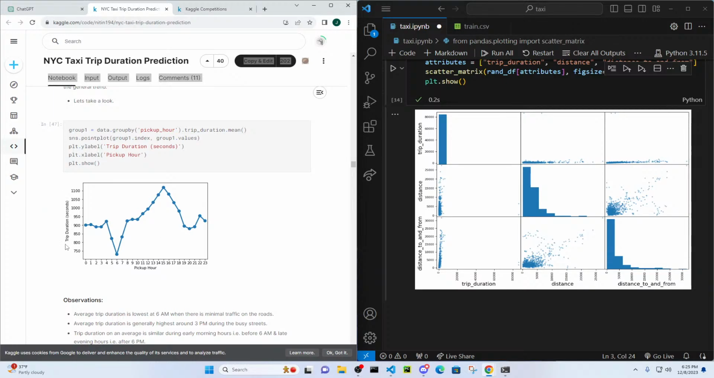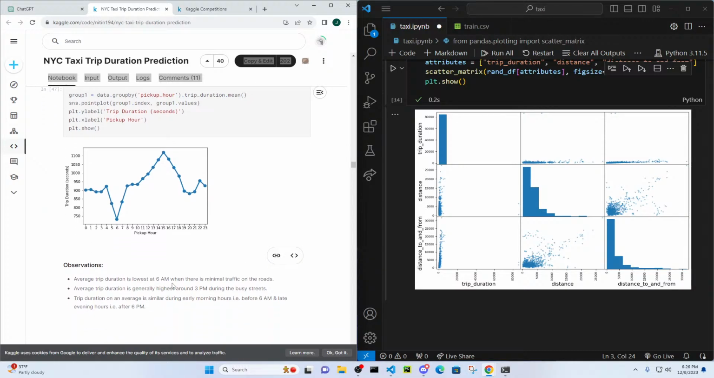So the Y label is the trip duration in seconds, and these bullet points are just the average for this hour. So the average trip at 6 a.m. is under 750 seconds. Average trip duration at 3 o'clock is 1100 seconds. Okay, so that makes sense. The average trip duration is lowest at 6 a.m. when there's minimal traffic on the roads, moving faster.